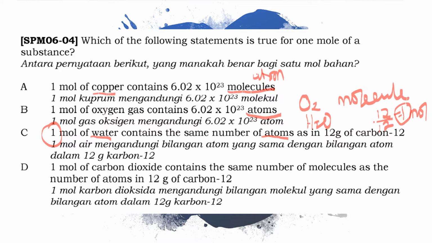D, 1 mole of carbon dioxide contains the same number of molecules as the number of atoms in 12 gram of carbon-12. Carbon dioxide, CO2, contains molecules, so the type of particle is correct. Atom in carbon is also correct, because carbon is an element. And how many mole in carbon here? 12 grams, and the molar mass is 12, so it's 1 mole. So the number of molecules in carbon dioxide is equal to the number of atoms in 1 mole of carbon. So the answer is D.